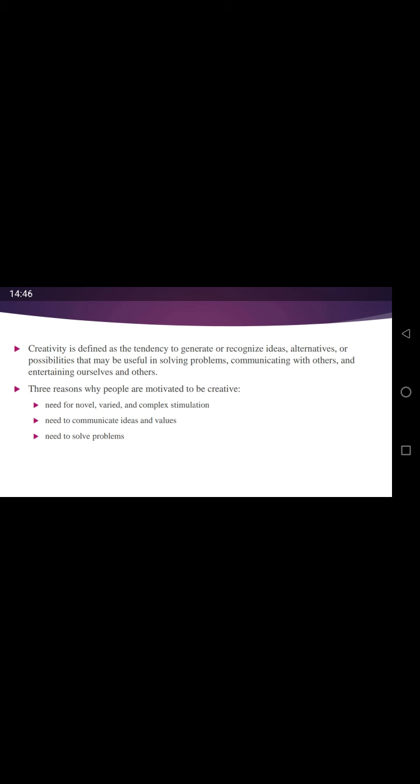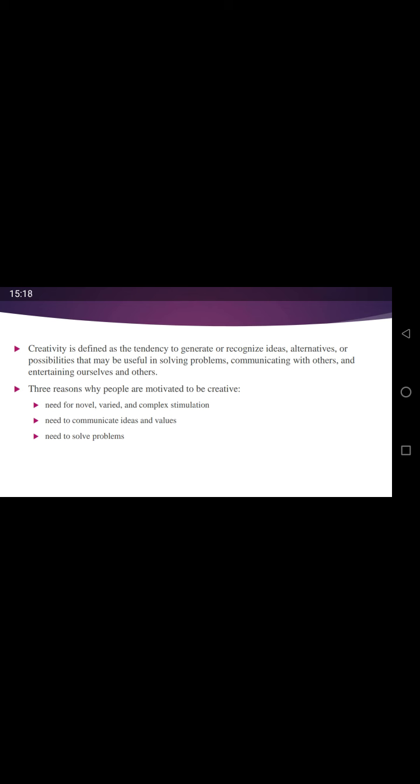Or possibilities: once you get a particular reason, they are going to find different possibilities for it. Once they get the possibilities, they are going to solve the problems. While solving the problem, they communicate with different research persons, experienced persons and other people also. During this time they are entertaining themselves and others also. But their intention is to invent something new.